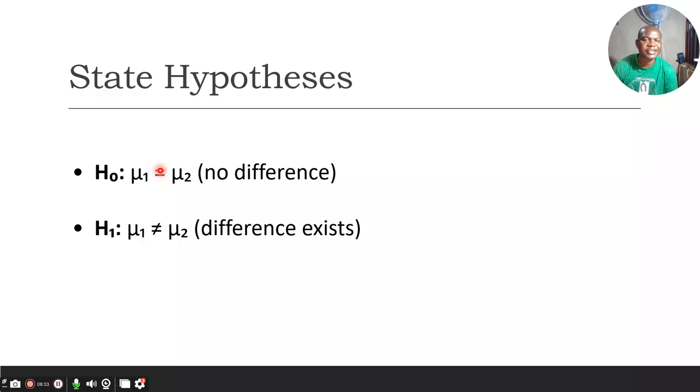Again, the first step in a statistical test is to state your hypothesis. Mean 1 is equal to mean 2. That is usually the position of the null hypothesis. It is a hypothesis of no difference, no effect. When you say mean 1 is equal to mean 2, you are simply saying there's no difference in the two means. While the alternative hypothesis is saying mean 1 is not equal to mean 2, stating that a difference actually exists. So the first thing to do again is to state our hypothesis.